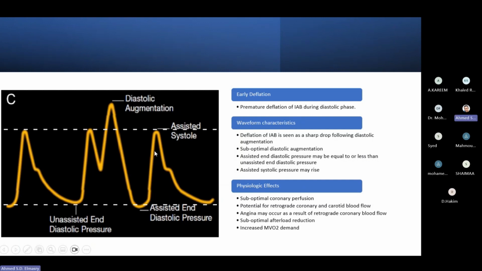and you will get suboptimal afterload reduction, because the deflation should happen at the systole, but this early deflation happened during the diastole. So the afterload reduction during the systole will be decreased and suboptimal. And at the end, you will get increased oxygen demand because the afterload reduction was suboptimal. So this will increase the oxygen demand.